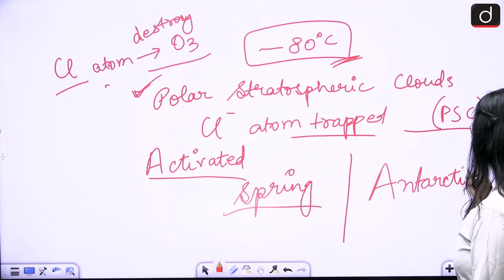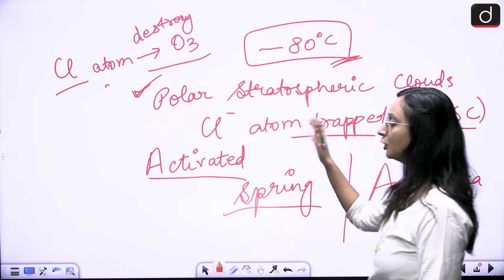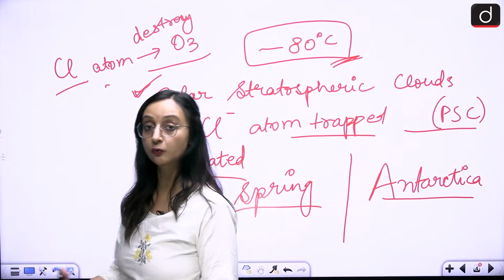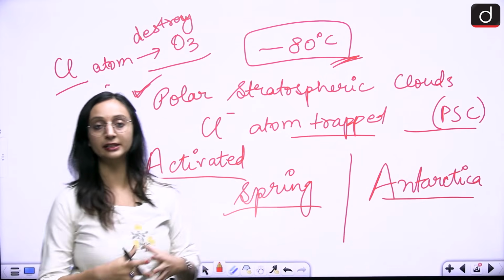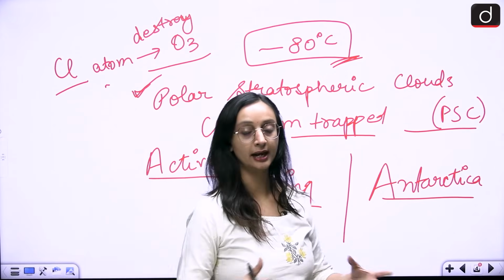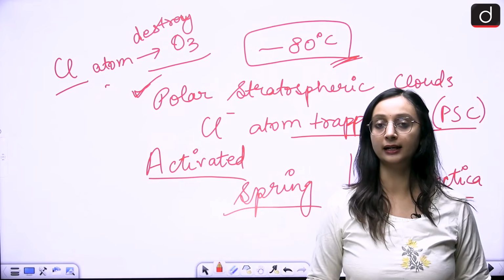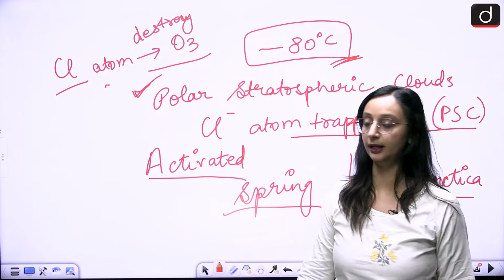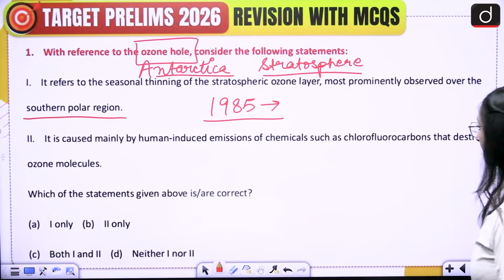Most prominent over Antarctica because of the presence of polar stratospheric clouds and polar vortex, etc. So all these things basically trap this chlorine atom, the inactive chlorine atom, and once it is activated, it starts destroying the ozone layer. Okay, so let's look at the statements.